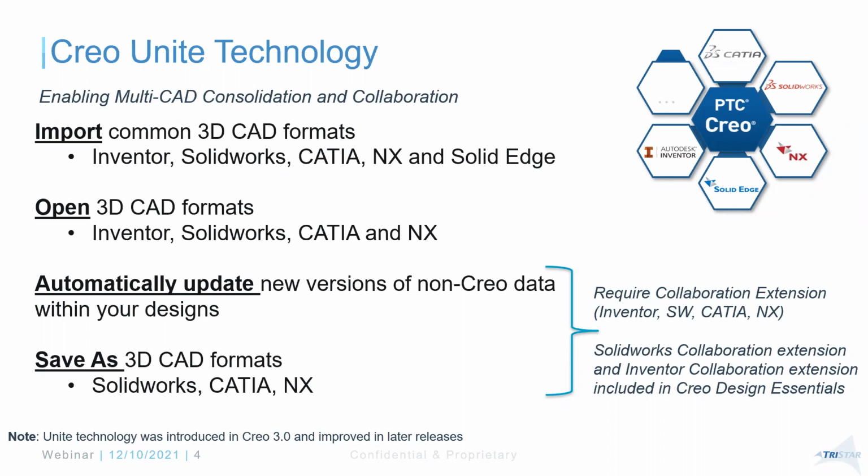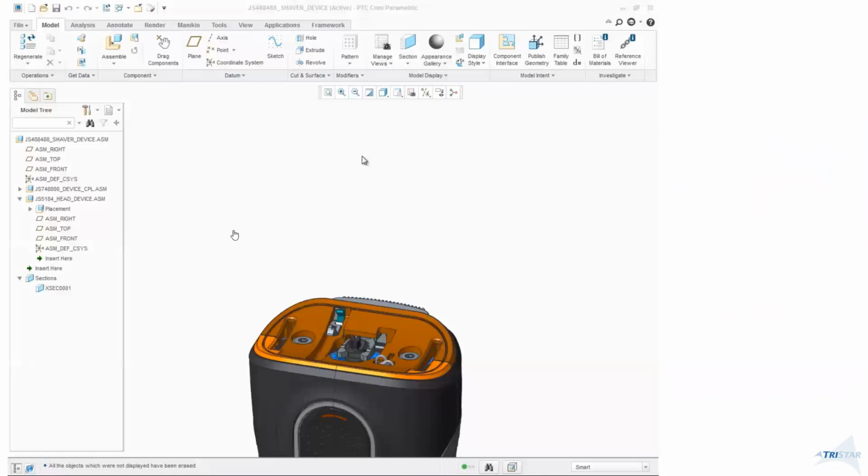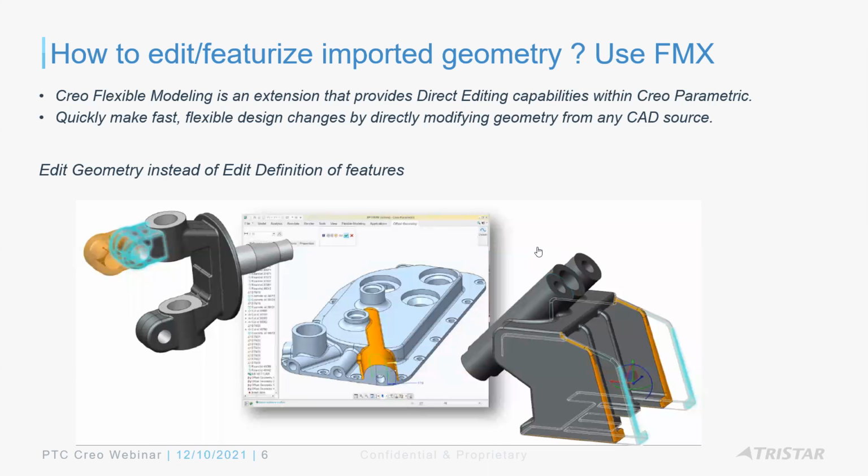Now, what happens once you bring it in? How would you make changes to it, right? It's a non-Creo file. Here's an example. I'm just quickly running through this. I'll do a quick demo in a bit here. But once you bring in that non-Creo file, how would you make changes to it?